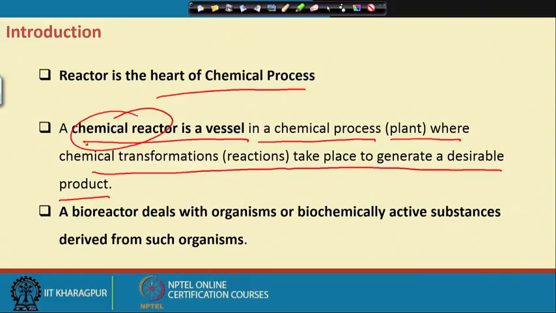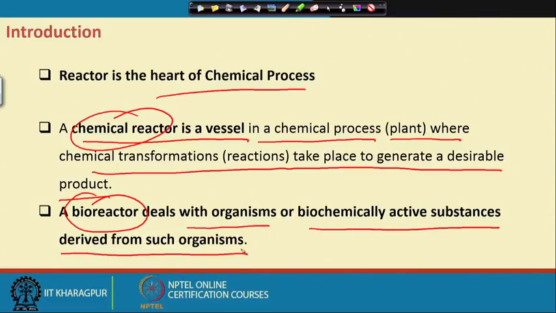Now, if you look at bioreactors, they deal with organisms or biochemically active substances derived from such organisms. The reaction takes place with the help of these organisms or biochemically active substances derived from the organism, as for example, enzymes, which can be secreted by living cells. Maybe plant cells, maybe microbial cells, maybe animal cells. So, if the reaction takes place with the help of enzymes, that also we can consider as bioreactors.